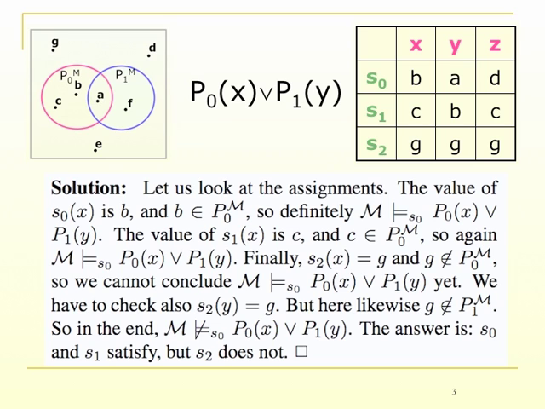Finally, S2x is g, and g is not in P0m, so we cannot conclude that S2 satisfies the disjunction in the model M yet. We have to check also S2y, which is again g. But here, likewise, g is not in P1m. So in the end, S2 does not satisfy the disjunction P0x or P1y because it doesn't satisfy either of the disjuncts in M. So the answer is S0 and S1 satisfy the formula in M, but S2 does not.